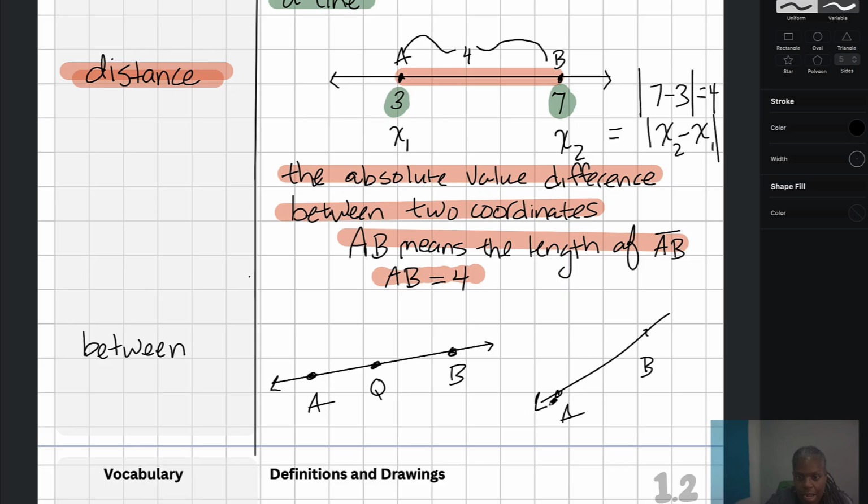Let me make sure I indicate that they're lines. If you had that, and then right here you had point C, we do not call that in between. We don't call that between because it's not on the line. So when we talk about betweenness of points, they have to be collinear, all right? So write this definition down and also write down those pictures, please.